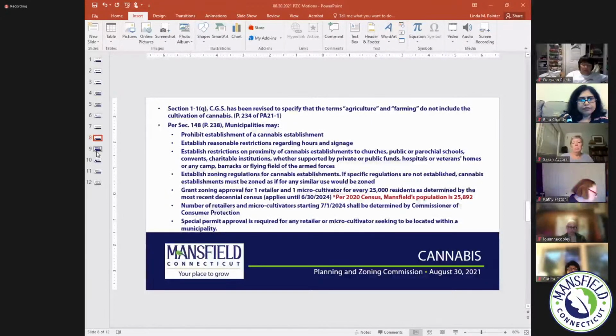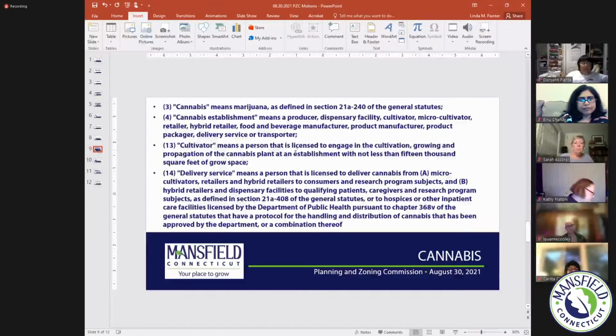The next few slides go through the various definitions, and I did not pull every definition. There were probably, I want to say, 10 pages of definitions, because they're dealing with a lot of different regulations on the sale of cannabis. The main ones that I pulled really have to do with what's included in a cannabis establishment: a producer, a dispensary facility, cultivator, micro cultivator, retailer, hybrid retailer, food and beverage manufacturer, product packager, delivery service or transporter.